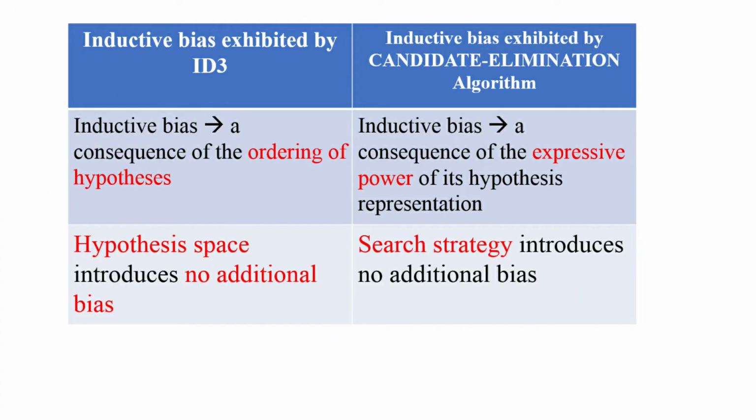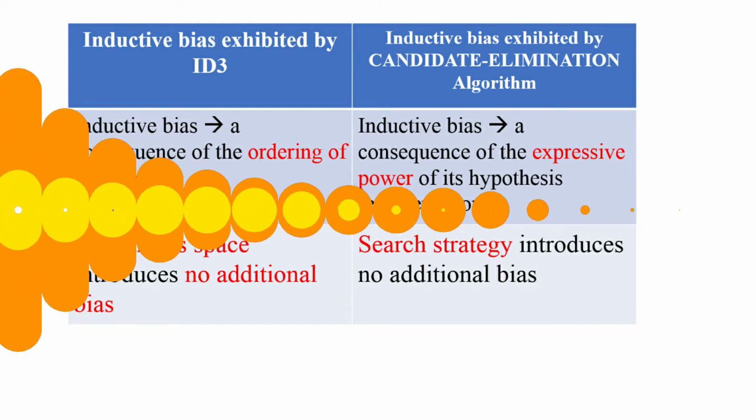In case of ID3, its inductive bias is solely a consequence of the ordering of the hypothesis, whereas in case of candidate elimination algorithm, its inductive bias is solely a consequence of the expressive power of its hypothesis representation. In case of ID3, hypothesis space introduces no additional bias. In case of candidate elimination algorithm also, the search strategy introduces no additional bias.